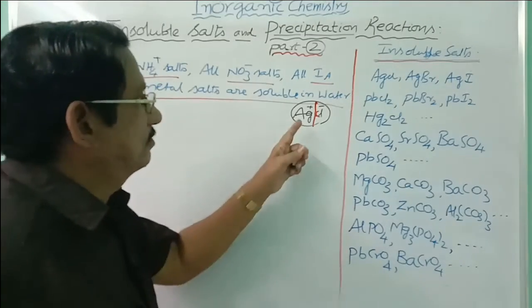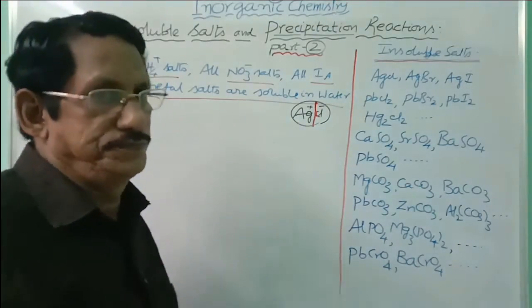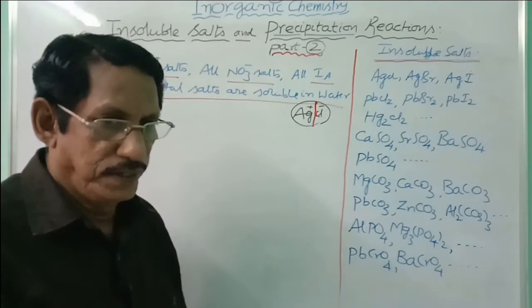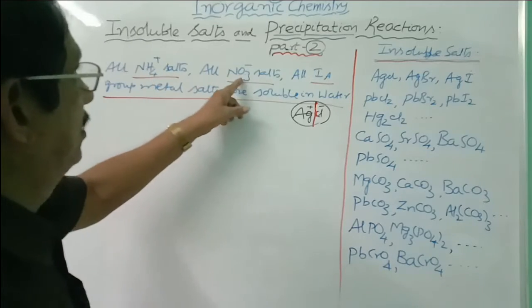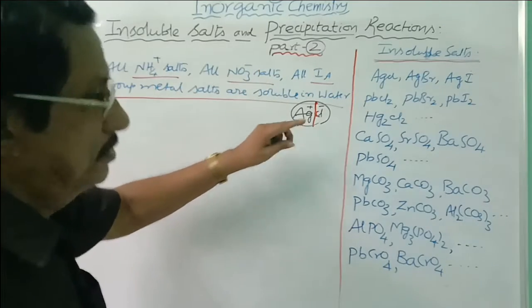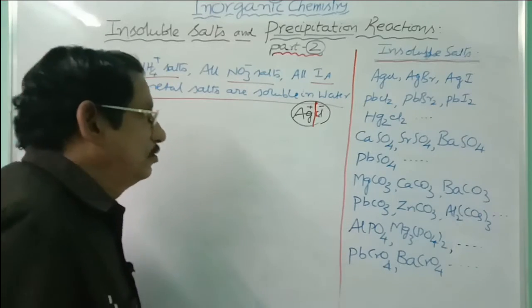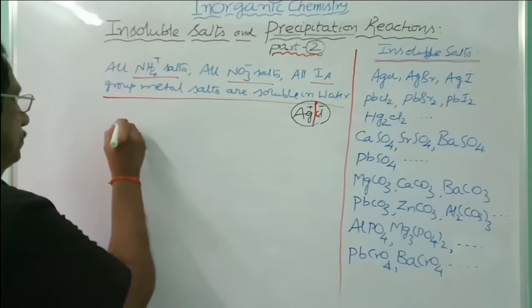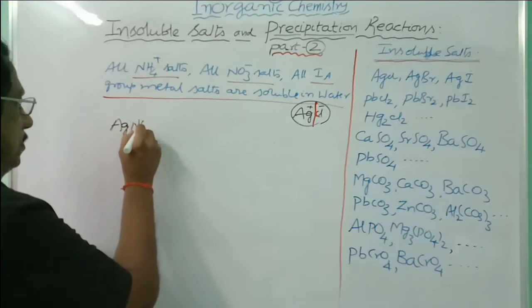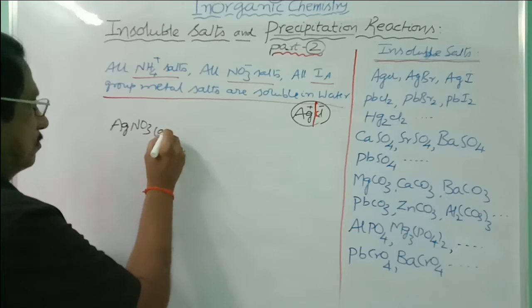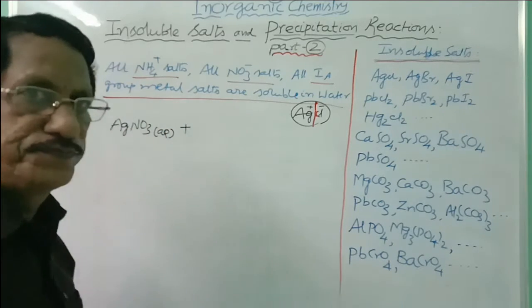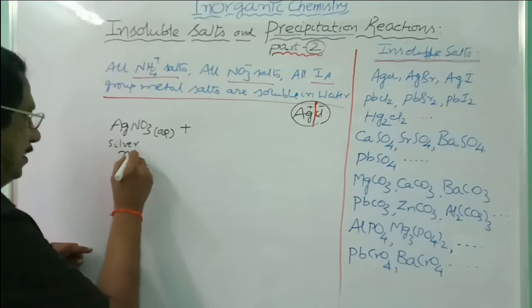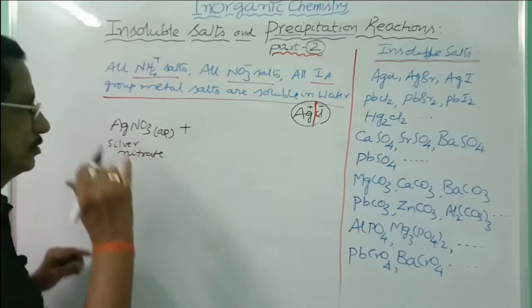First of all, you have to take a silver ion containing solution. That means you have to take a silver salt which is soluble in water. As I previously said, all the nitrate salts are soluble. Silver is a cation, it wants an anion, so you can take silver nitrate, completely soluble in water. This is silver nitrate. Soluble in water means you have to write aqua. This is solution 1, silver nitrate.